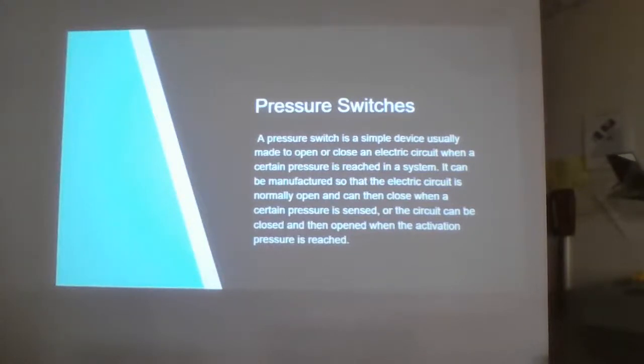So it's going to go either way. That's the point of the pressure switch. It's going to be put in a system to operate, whether it opens when the pressure gets to a certain point that's too high, or it can be operated so that the pressure switch closes if the pressure gets too high or low. It can go either way.